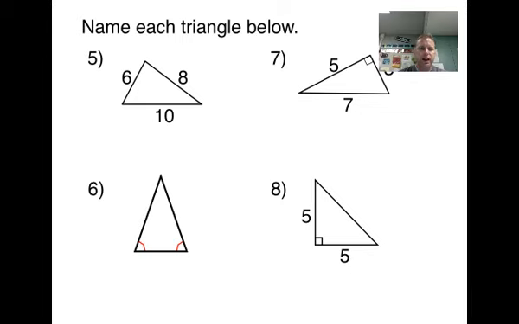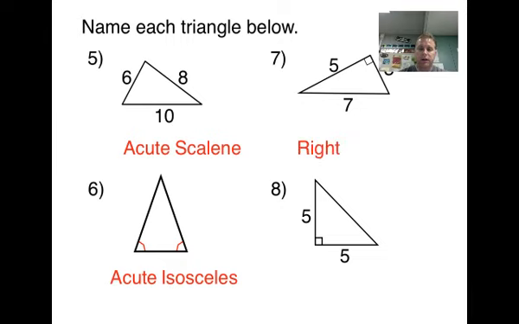Okay, number 5. That looks like an acute angle up top, so I'm going to say acute. All 3 sides are different. That gives me scalene. Now down below, I have 2 angles that are equal, and remember the sides opposite of those angles are equal. So I've got acute isosceles. And here I have a right, and all 3 sides are different. Scalene. Number 8, I got another right, but I have 2 sides that are the same. That gives me an isosceles, so right isosceles.